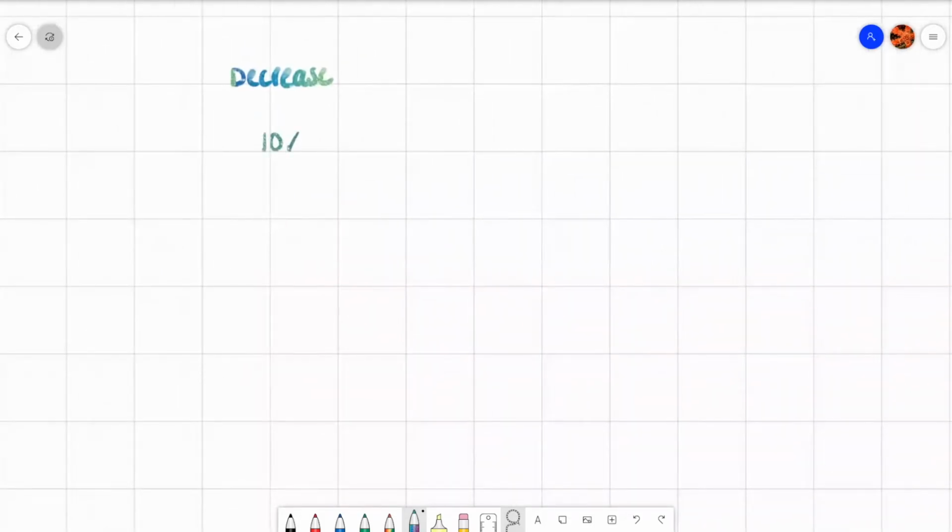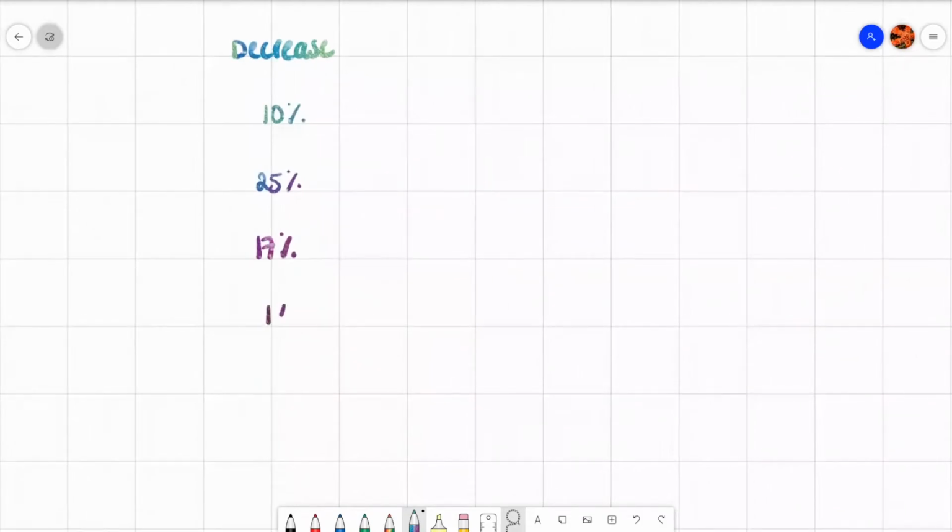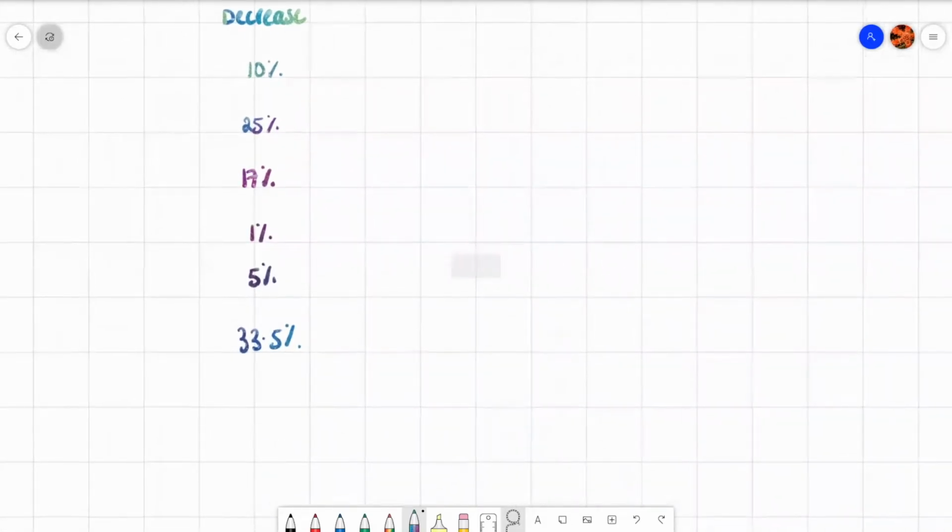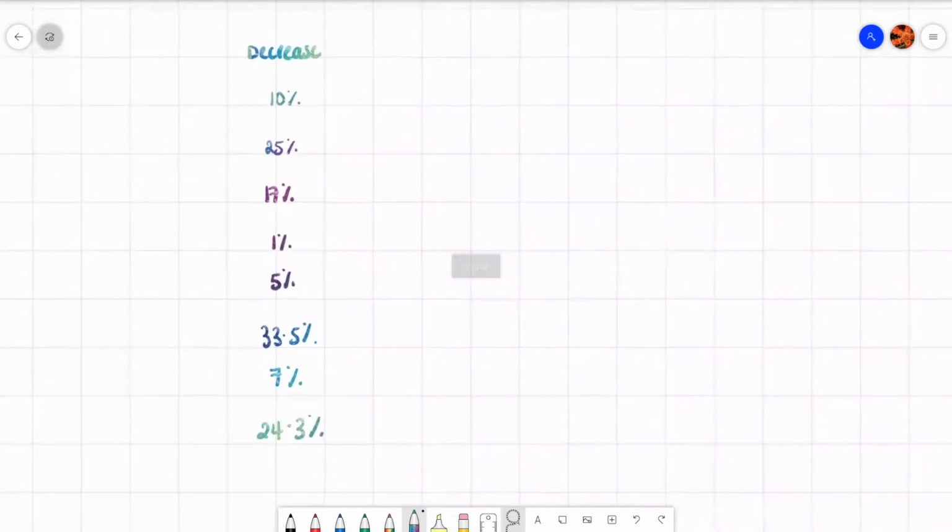That's 10%, 25%, 17%, 1%, 5%, 33.5%, 7%, and 24.3%. And then I'm just going to write multiplier here. Okay, so if I'm decreasing something by 10%, what would I multiply that number by?